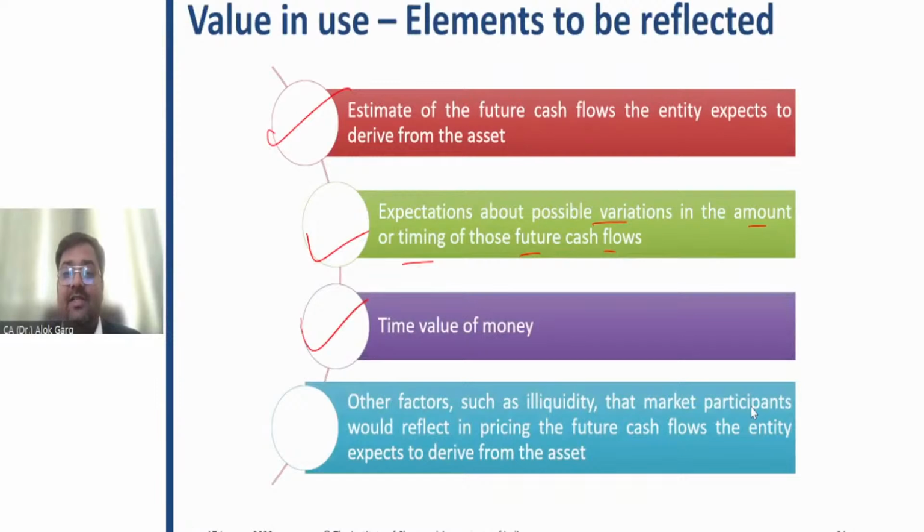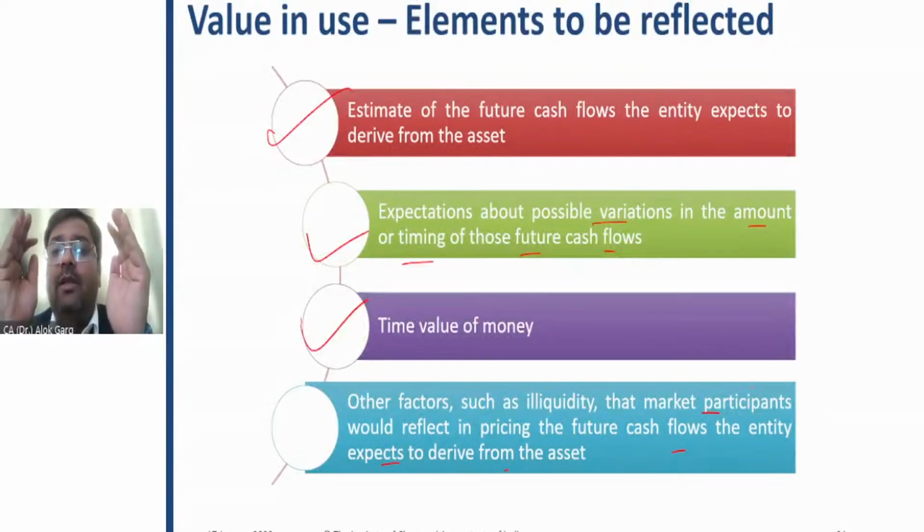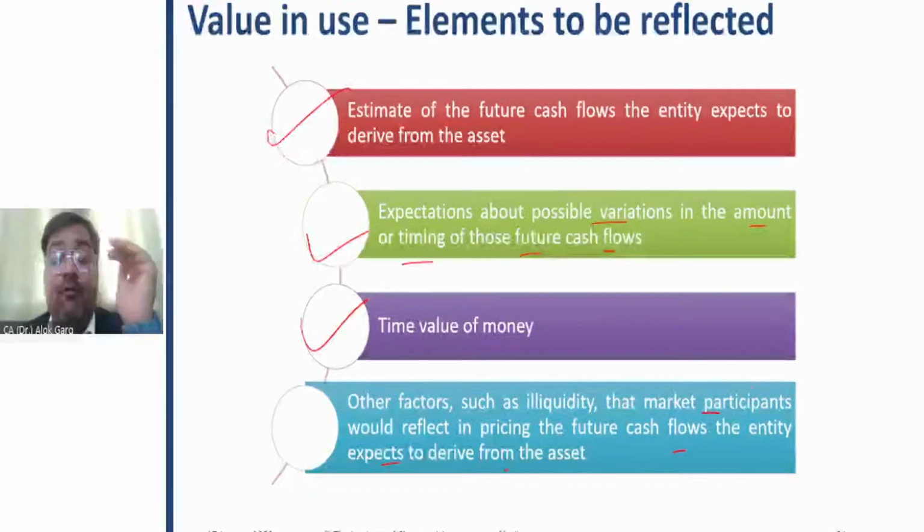And other factors such as illiquidity that market participants would reflect in pricing the future cash flows the entity expects to derive from the asset. So basically, it is saying that when you are estimating the cash flow, you have to check all the conditions, right? Your projection should be very concrete and very robust. It should not be in the air, that whatever you want to give, you have given. There should be proper justification and proper backup for those projections.